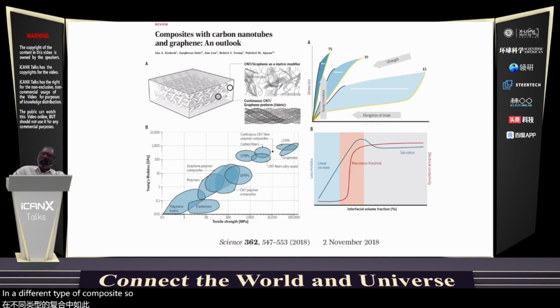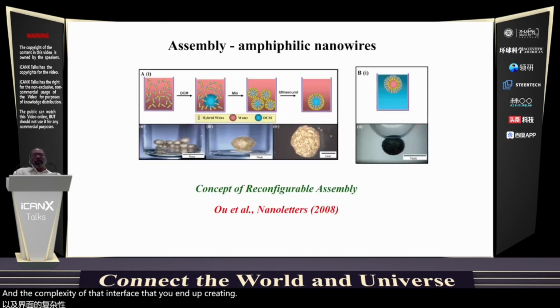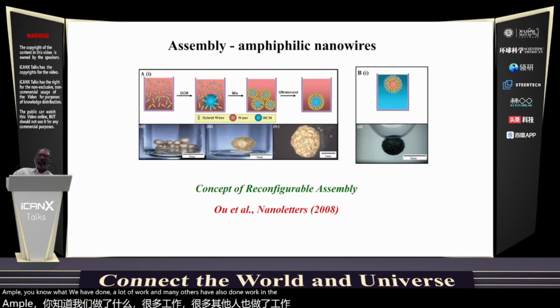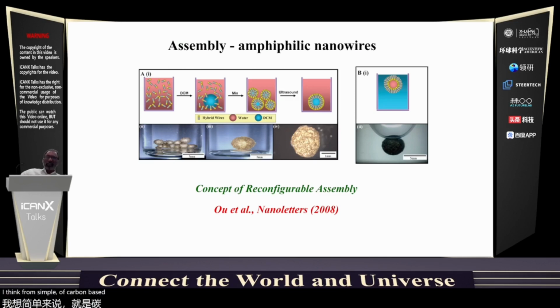So again, many of these kind of materials that we have always looked forward to building from nanomaterials, we have had limited success simply because of the difficulty in engineering them and the complexity of that interface that you end up creating. One could also think about complex building blocks. For example, we have done a lot of work, and many others have also done work in this templating approach. Going from simple carbon-based nanostructures to other multi-component systems.